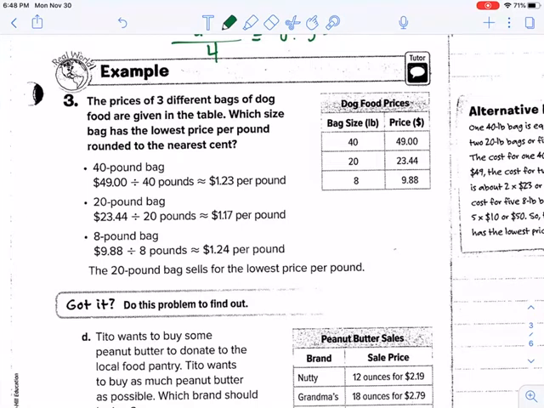All right, in example 3, they're comparing 3 different bags of dog food. Which size bag has the lowest price per pound? So you're going to take your money divided by your size. And you can see the 3 prices they got right there. So it looks like the 20-pound bag is selling per pound cheaper than the other 2.